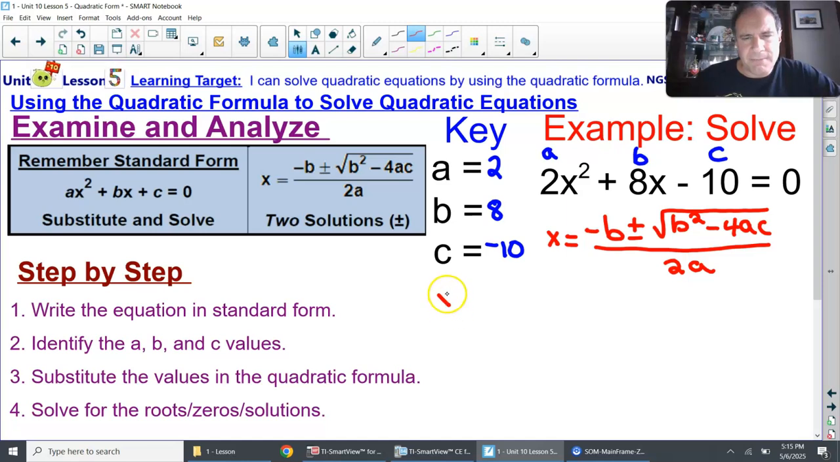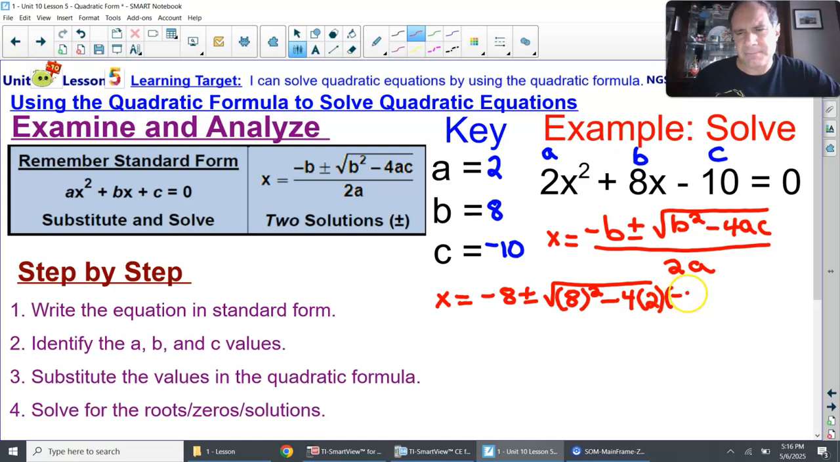So now I'm going to just give myself some space, and I'm going to start substituting those numbers in. This is -8 because that's b. -b is -8. The plus minus goes after that, I'm sorry. B squared is (8) squared, minus 4 times a, which is 2, times c, which is -10. And I'm just going to make that longer. And just remember, that is all over 2 times 2.